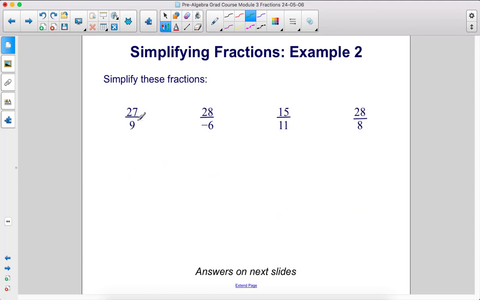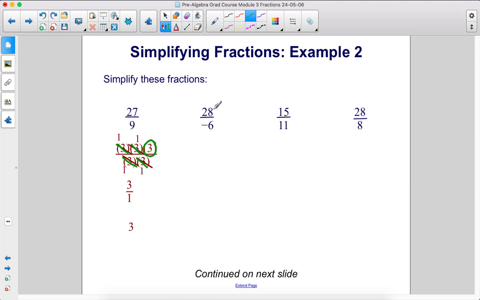Simplify these fractions. 27 over 9, well, 9 goes into 27 3 times. The answer is 3. You could also write it like this, 9 into 27, 3. So this is an improper fraction, but it's not going to become a mixed number. It's just 3, just a whole number. You could have also broken it down into prime factors, 3 times 3 times 3, divided by 3 times 3. You see that those 2 3's cancel with those 2 3's, leaving behind a 3.